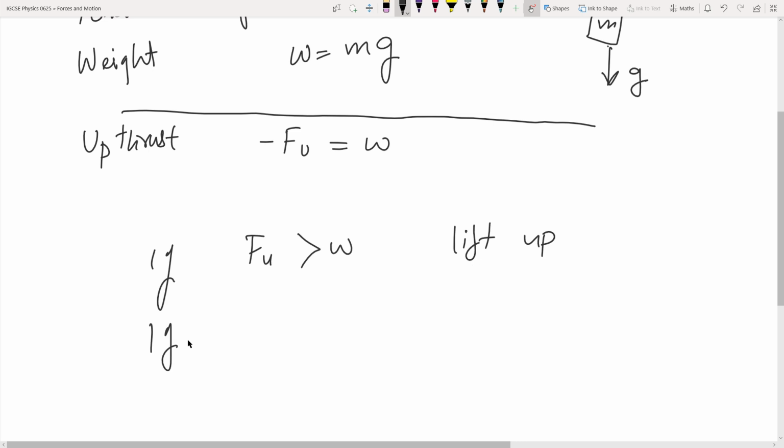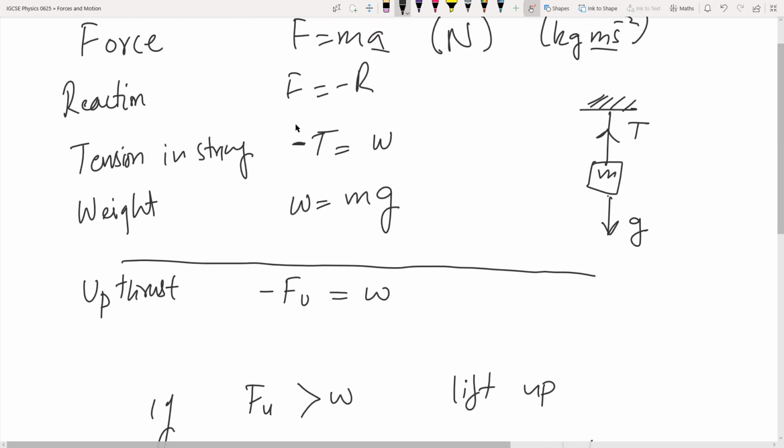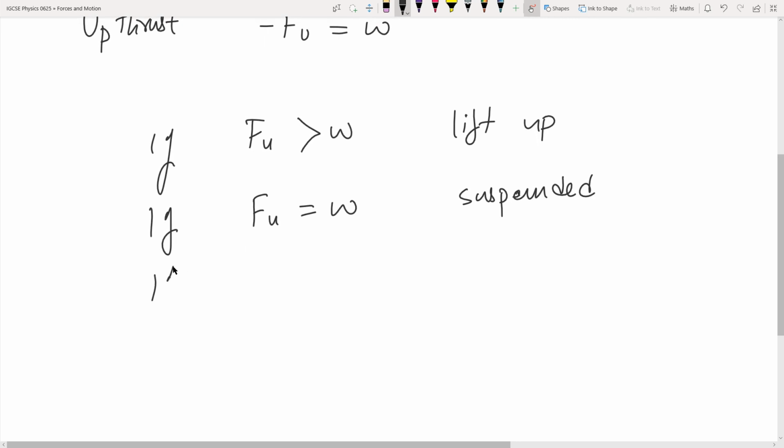If this is equal to weight, then the object is suspended, which is in the case of tension, where we actually have weight equal to tension. As you can see, it's suspended. The mass is neither going to go up nor it's going to move downward. It's just going to hang there. And then if Fu is smaller than weight, then the object should fall, right?